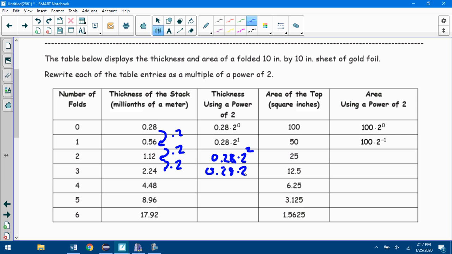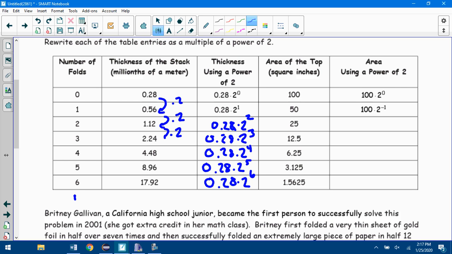And I keep multiplying it by 2 one more time each time. This is 0.28 times 2 to the third. This would be 0.28 times 2 to the fourth. This would be 0.28 times 2 to the fifth. And this, of course, would be 0.28 times 2 to the sixth. If I folded it n times, what would the thickness be? Well, we just made a pattern. And it's 0.28 times 2 to the n, because the number of folds always match the number of times that I multiplied it by 2. So there, I just made a formula.